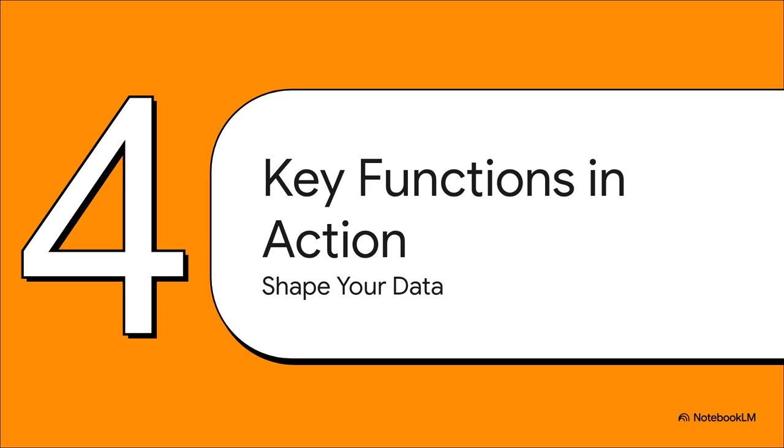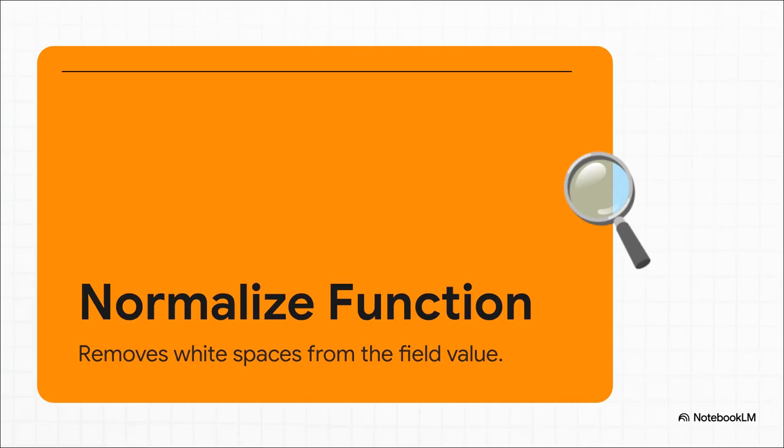Let's jump into a few of the key functions that let you really shape your data so it fits its destination perfectly. Let's start with something that sounds simple but is absolutely vital, the normalize function. You know how a stray space in a data field can cause all sorts of bizarre errors downstream? Well, this is a simple one-click tool that just gets rid of them. It cleans everything up, making sure your data is consistent and accurate.